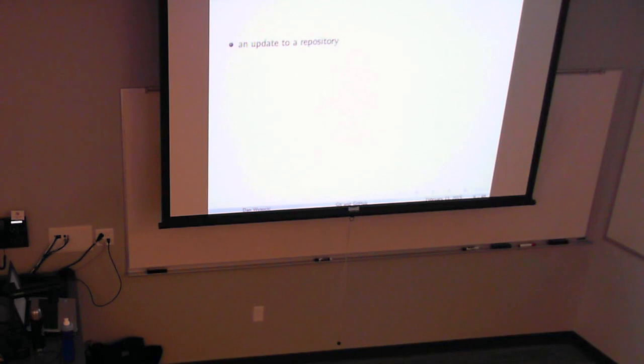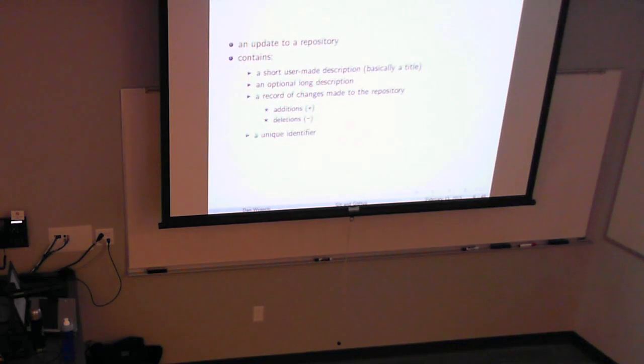Now, a commit is an update to a history, or to a repository. And it contains a few different things. You obviously want to give some description of what you changed. You can give it a title and a longer description, although the long description is optional. The commit records all of the changes that you've made with that update. It lists additions and deletions, which are denoted by plus and minus with Git. Every commit has a unique identifier, so you can reference them later on by some really long number. And every commit is stored in the history, so like I said, you can view and revert to them at any time.